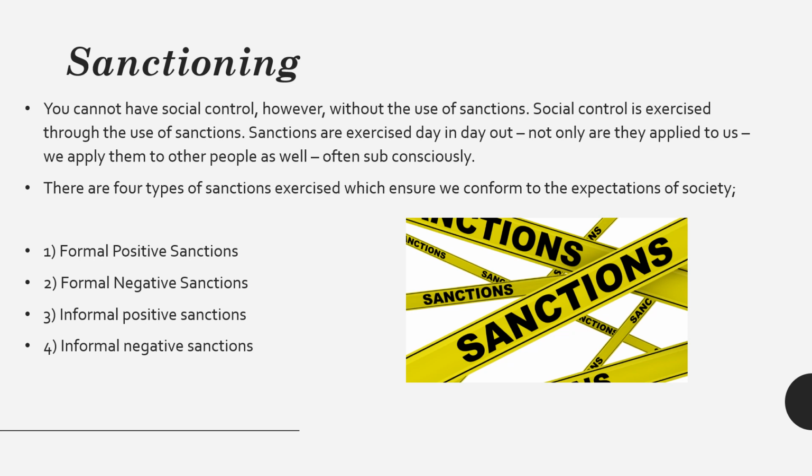Informal negative sanctions are, again, the use of things like social disapproval, frowning at someone who says something inappropriate and reminding them that that's not acceptable, and those kinds of negative actions towards another person, to remind them that their behaviour doesn't meet the social norms and therefore they need to change the way in which they're acting in that particular situation.